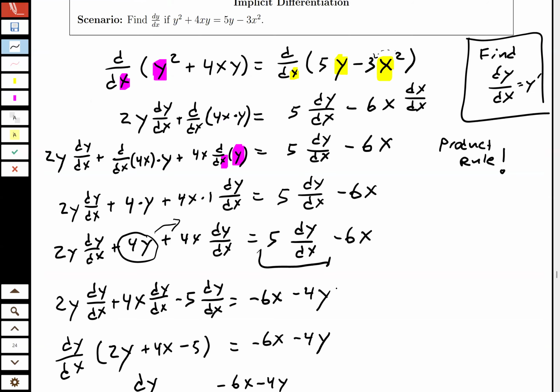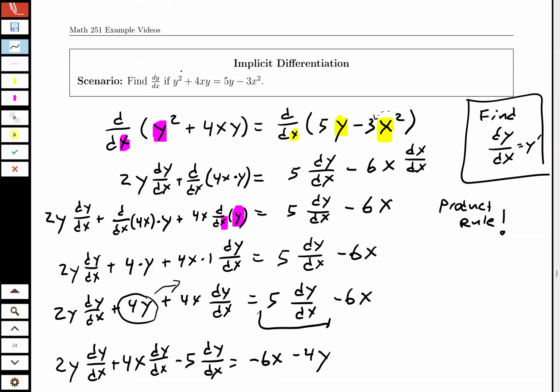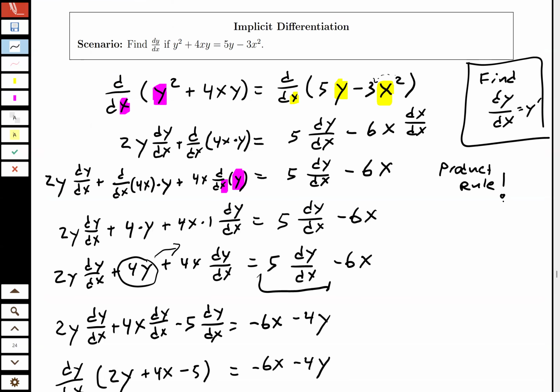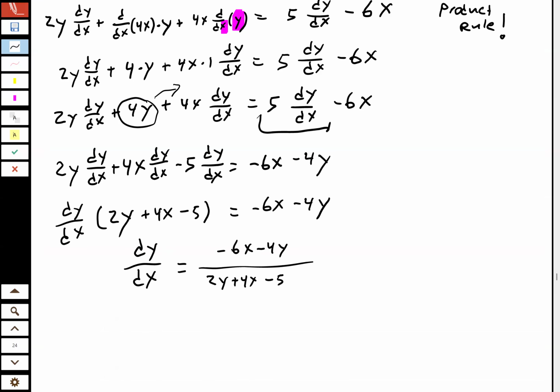So the derivative of y squared plus 4xy equals 5y minus 3x squared with respect to x, dy/dx, is negative 6x minus 4y over 2y plus 4x minus 5. Let's check out some more examples of this stuff together.